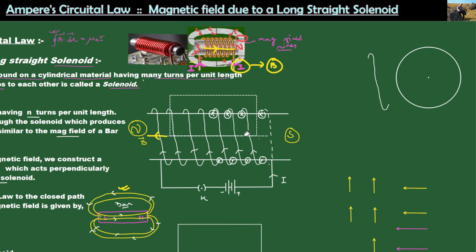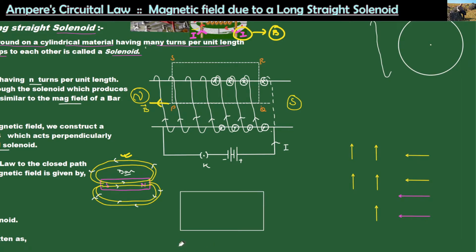So this is our rectangular loop, P, Q, R, and S. This is our rectangular Amperian loop. PQRS, this will be the length of that rectangular loop, and this will be the breadth of that rectangular loop.